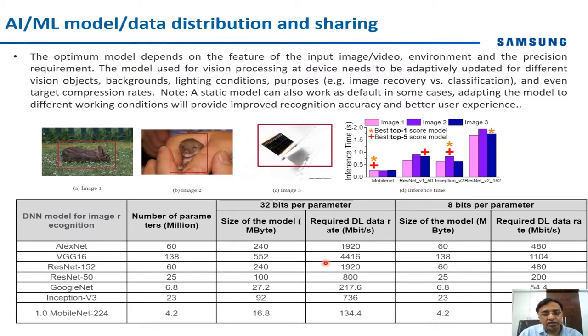Of course, we can always use a static model, which will work in most cases, but adapting the model to a different working condition will improve the accuracy and give a better user experience. So that's why a dynamic download is so important, and that poses a new set of requirements to the wireless network, and that is what is being actively pursued.